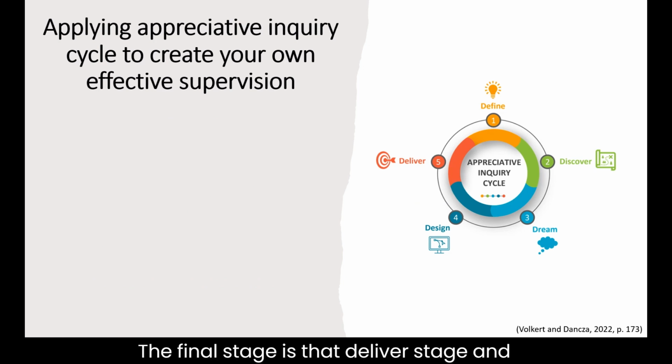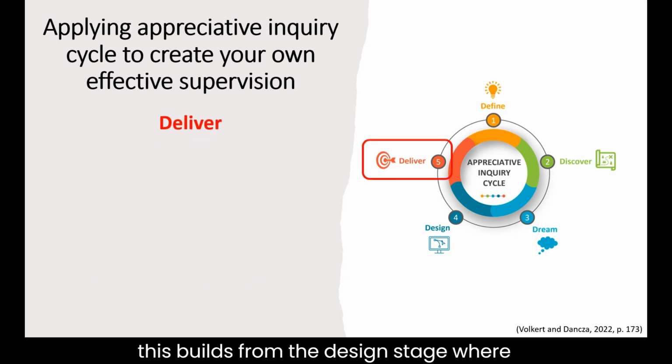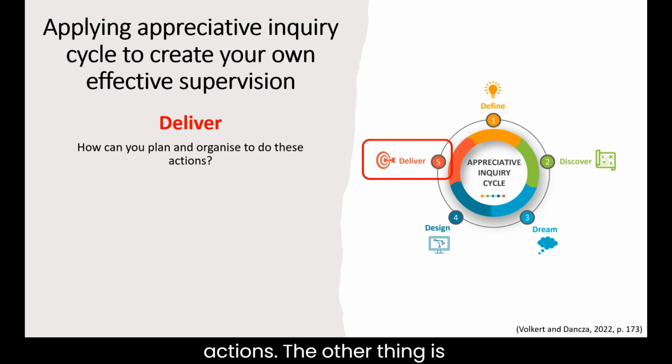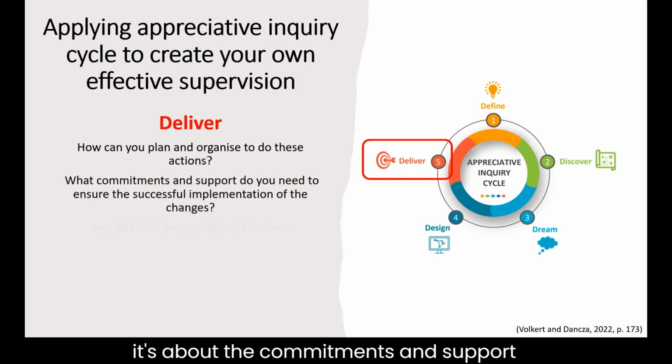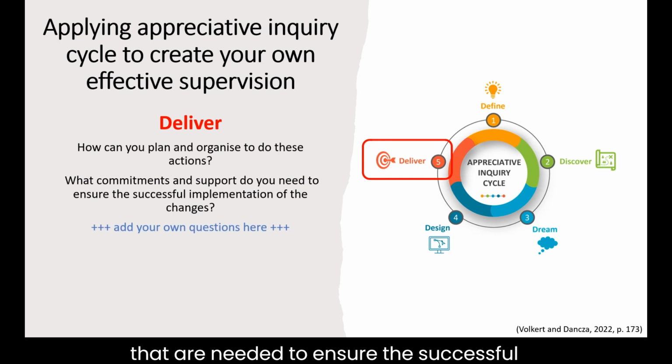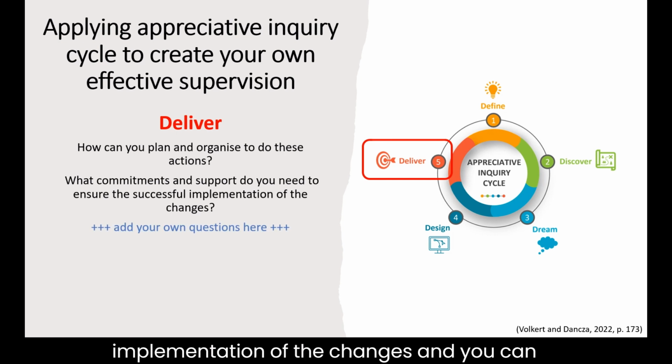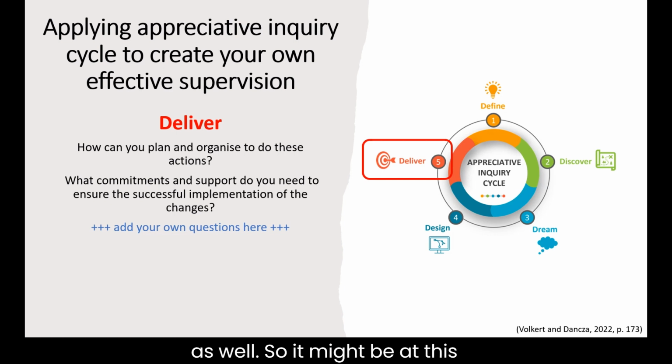The final stage is the deliver stage, and this builds from the design stage where we have started to get a list of things that might need to be done. In the deliver stage we think about how we are going to plan and organize to do these actions. The other thing is it's about the commitments and support that are needed to ensure the successful implementation of the changes. And you can also in this stage get a sense of what is the commitment of the person who is in the driving seat to make these changes as well.